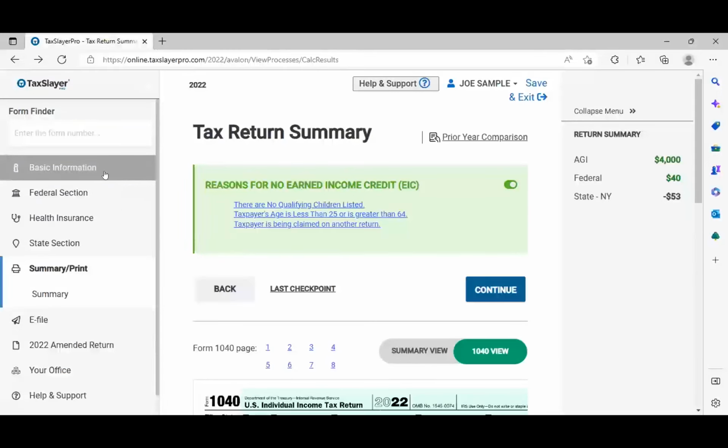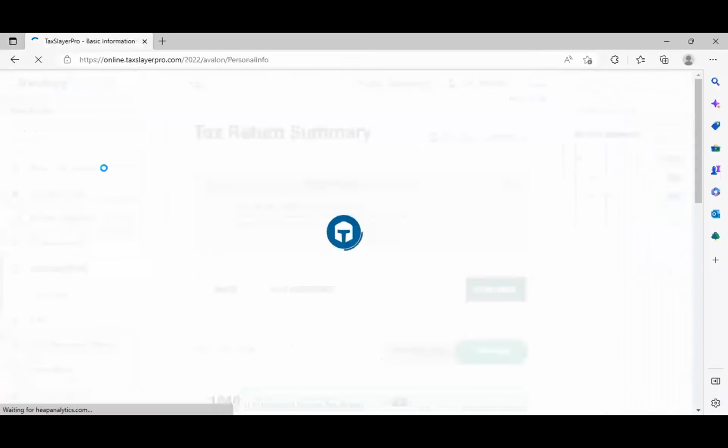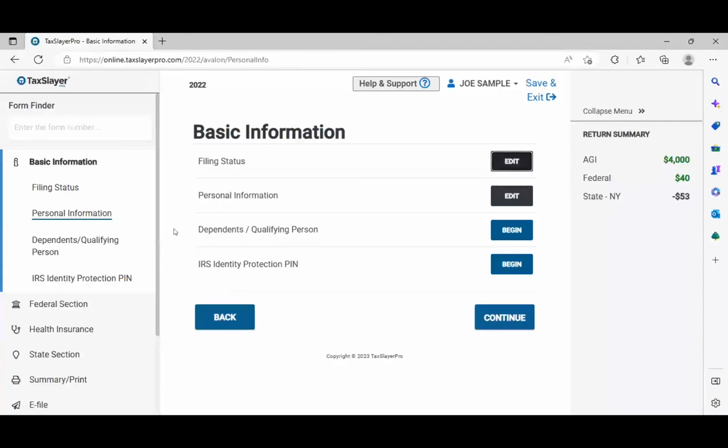For example, basic information. As you notice, on the basic information screen, in the main part, the middle part of the screen, some boxes are in black and some are not in black. What does that mean? Generally speaking, if you see a black box, that means there is information within that box.